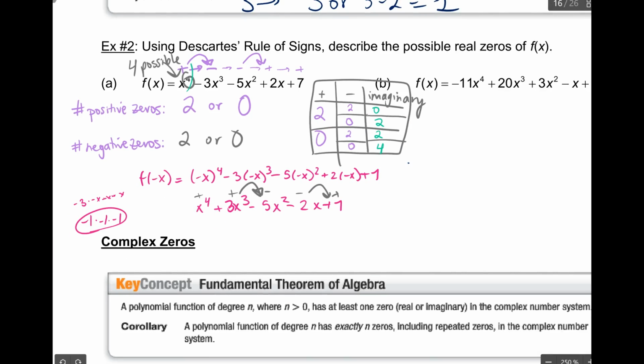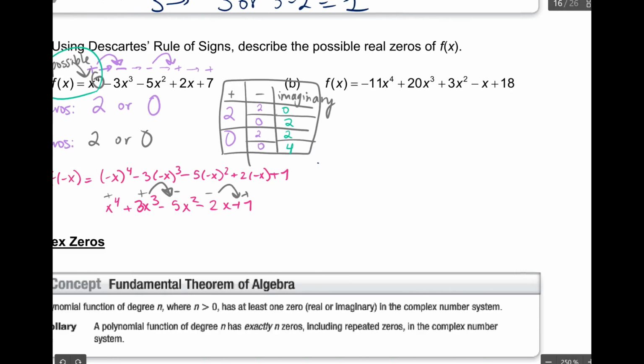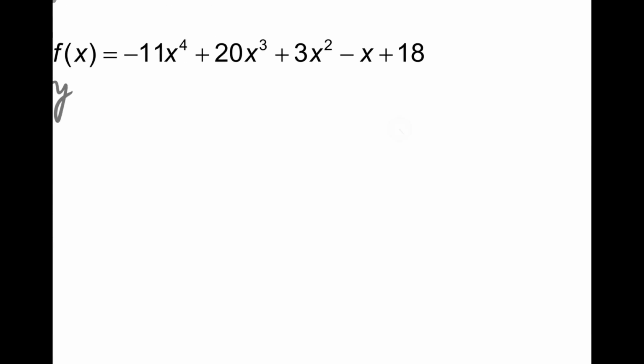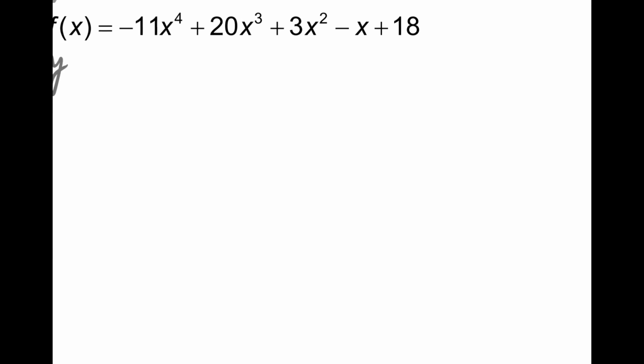They all add up to the total possible. That's how we know. Alright, so try B if you can. If not, I'm going to walk you through it.